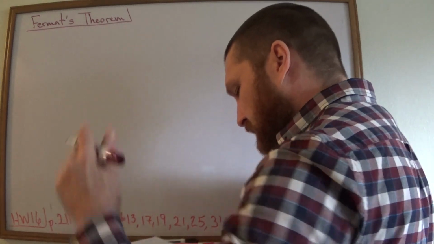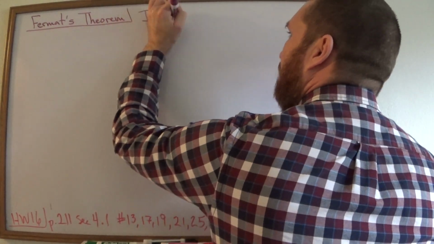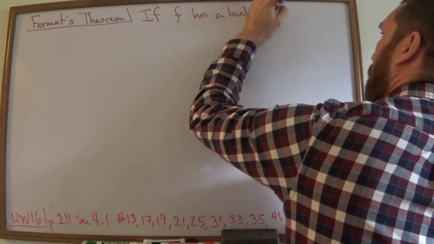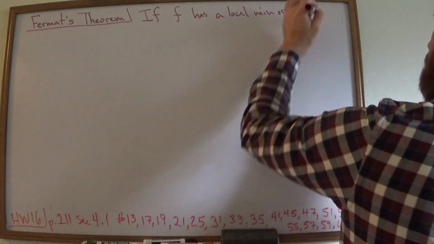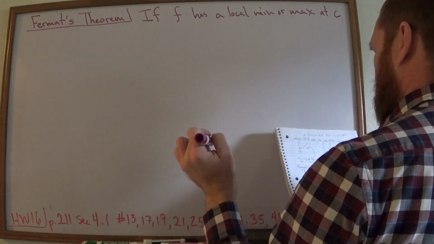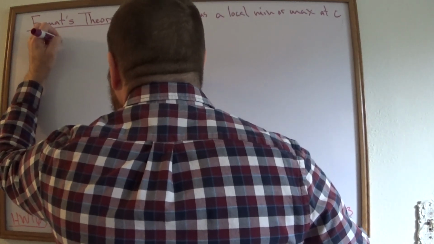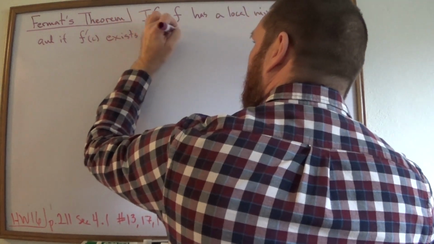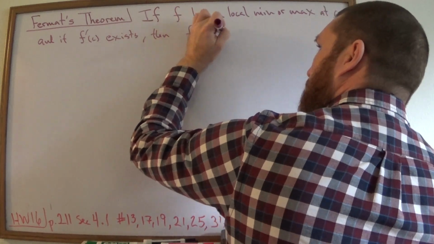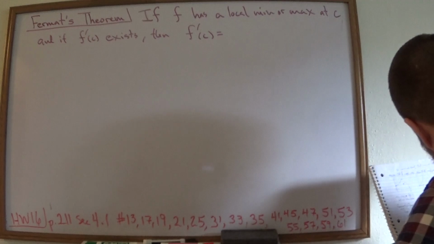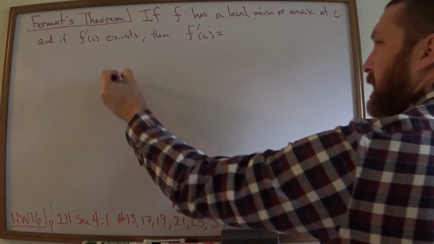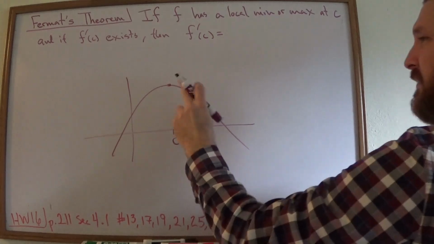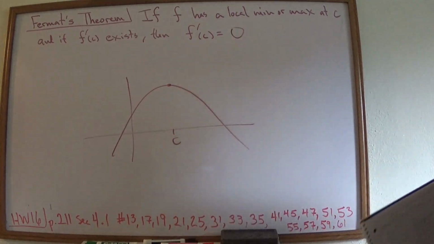This is just Fermat's theorem, and it states that if f has a local min or max at c, and if f prime of c exists, then f prime of c is equal to... wait, if it has a max here at c, its derivative there is equal to what? Yep. We could prove this.